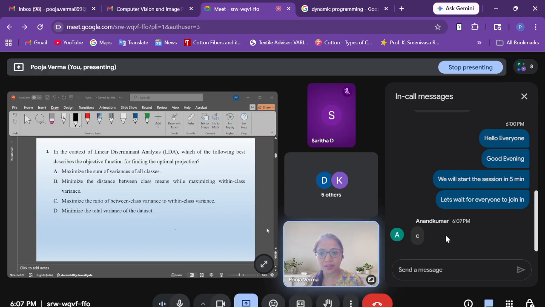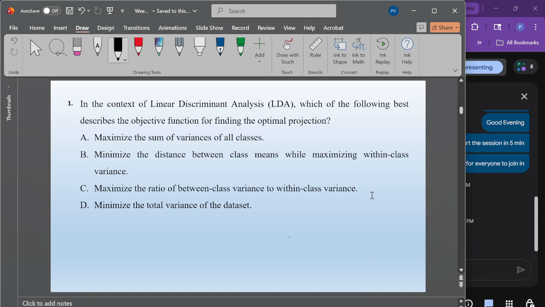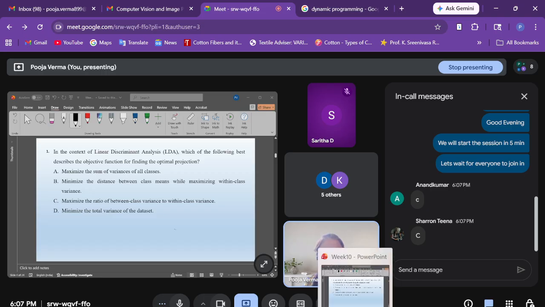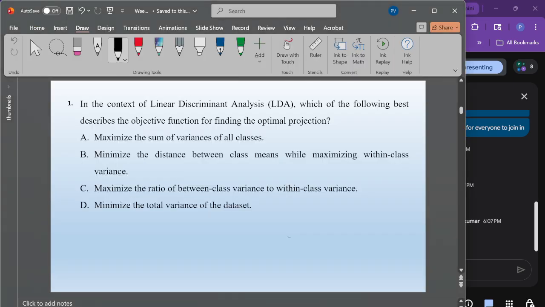Anand is saying option B. Sorry, option C. Okay, what about others? So option C, everyone. Okay, so let's see the detailed explanation here.